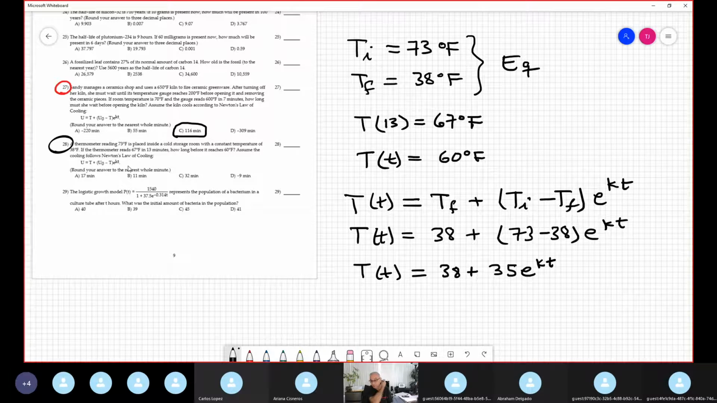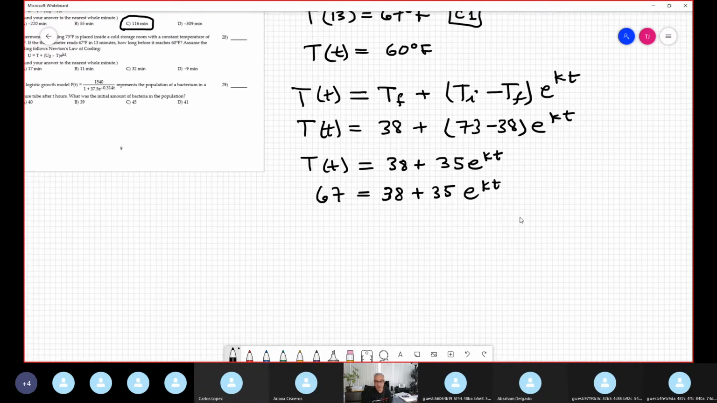To find the k value, I use condition 1. Condition 1 is the condition where we always have the whole information. We have the time and we have the temperature. Entonces 67 is equal to 38 plus 35 e to the kt. Okay, let's do it.